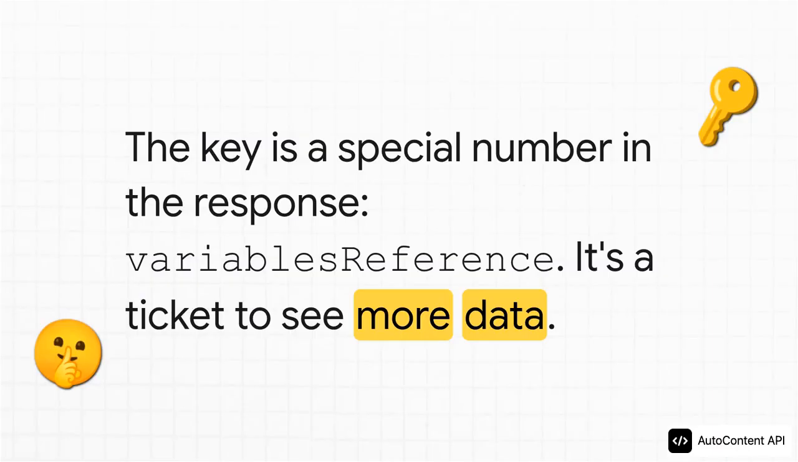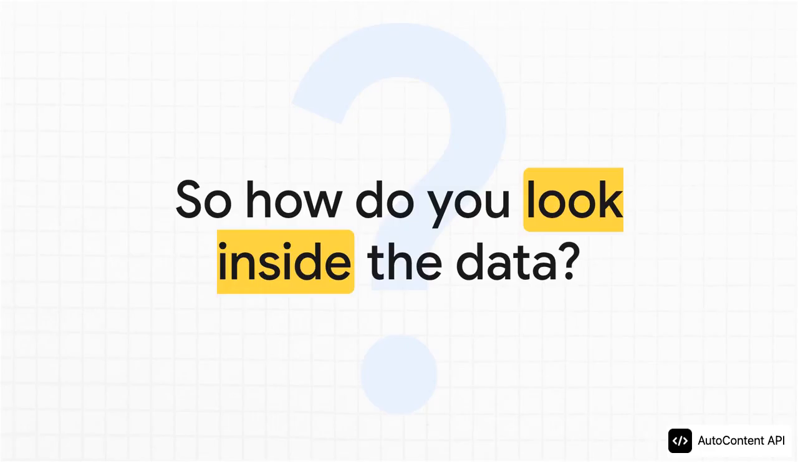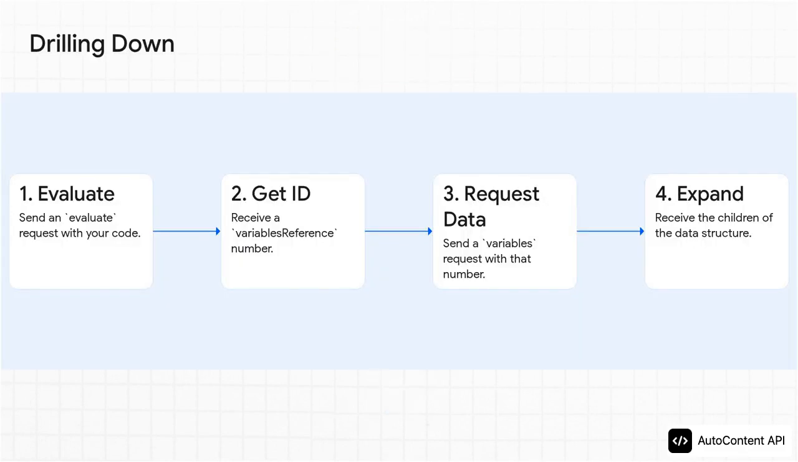But here's the real secret weapon that makes this whole thing possible, especially for more than just simple numbers. When you evaluate something complex, like an object, the DAP response gives you this little number called a variablesReference. And this number is basically a ticket, an ID for that piece of data. So that begs the question, right? If you just get a number back, how do you actually see what's inside the object or the list that you just evaluated? And here's the simple 2-step dance.